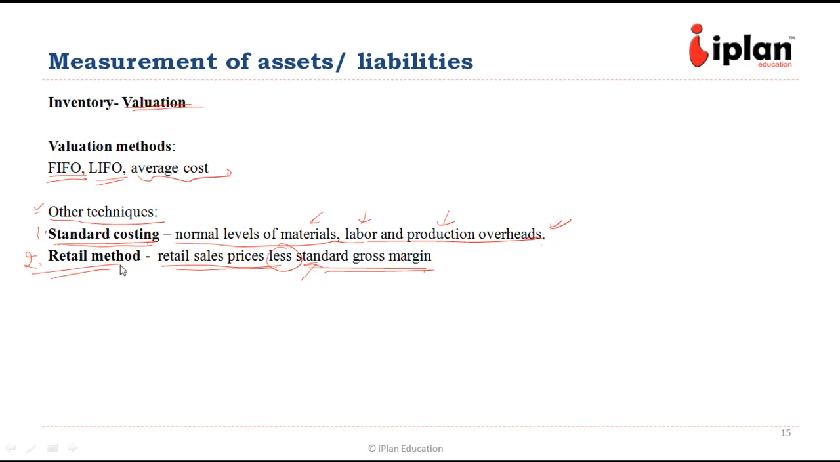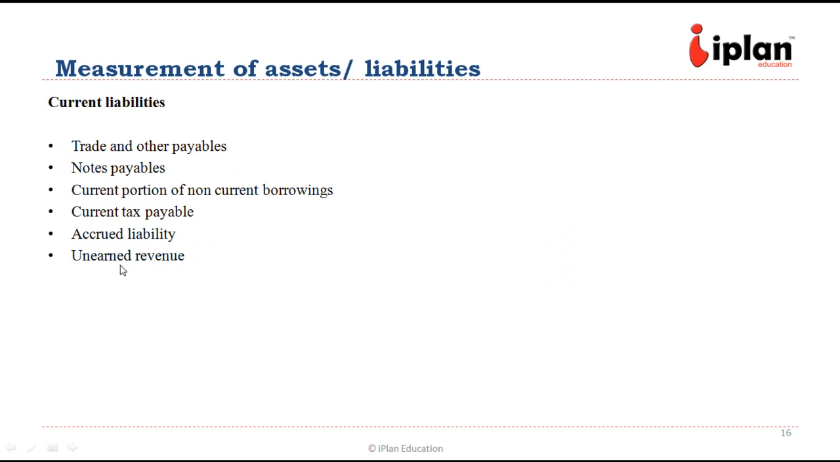So this was about some of the current assets. Now let us look at the current liabilities. The trade or other payables. If the goods and services promised have already been received, but cash has not been paid yet, it becomes part of payables, which is a current liability. Similarly, notes payable. Notes are short-term borrowings which have to be repaid. So notes payable are current liabilities.